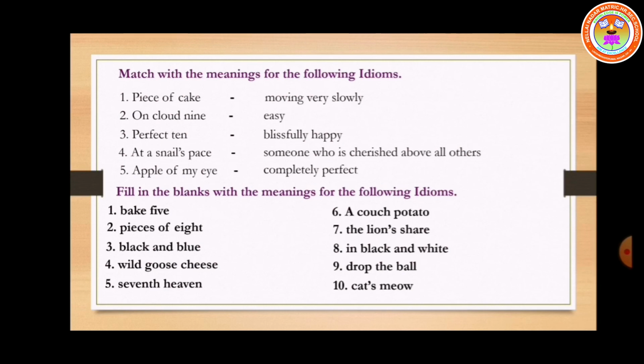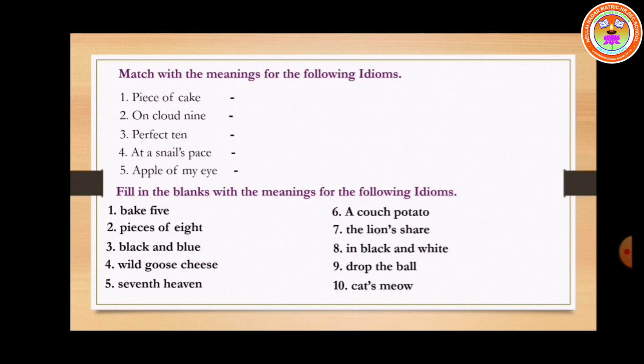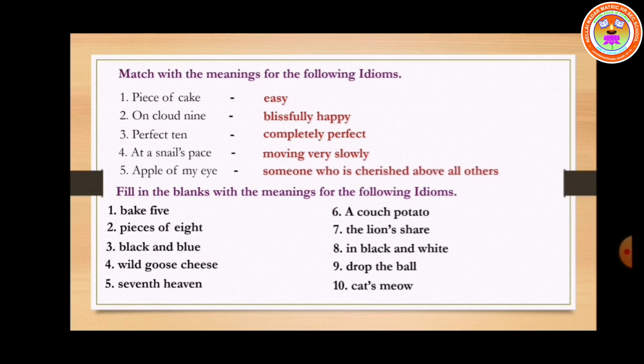Now we are going to write the correct one. We are going to match piece of cake, which means easy. On cloud 9, the meaning of it is blissfully happy. Perfect 10, the answer of it is completely perfect. At a snail's pace, moving very slowly. Apple of my eye, someone who is cherished above all others.